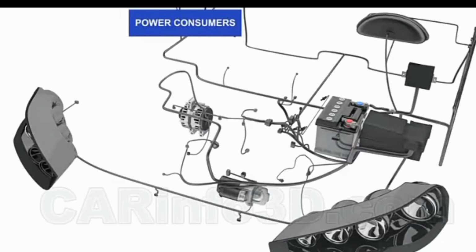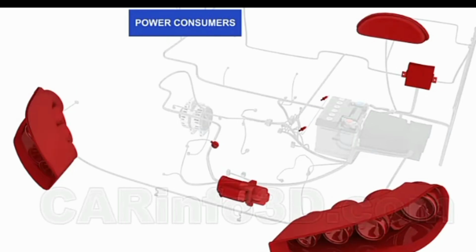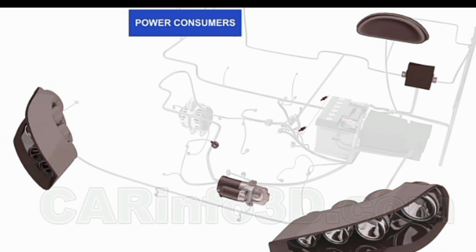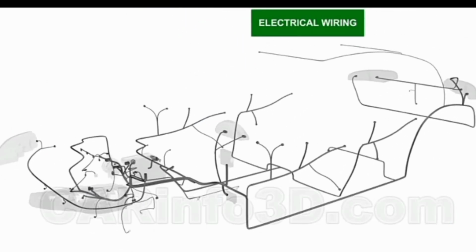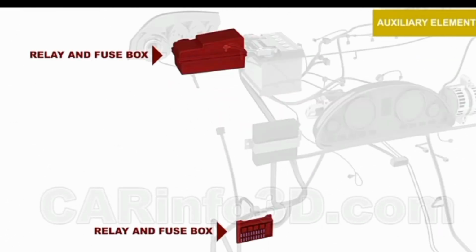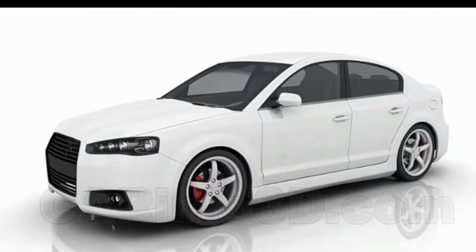Power consumers include various appliances that require electricity to operate, such as headlights, the starter motor, the engine control unit, and others. Electrical wiring connects various components of the electrical system. Auxiliary elements include relay and fuse boxes, as well as various buttons and switches. This concludes our review of the basic car components.